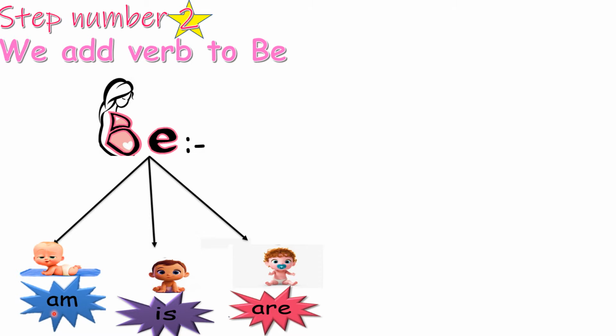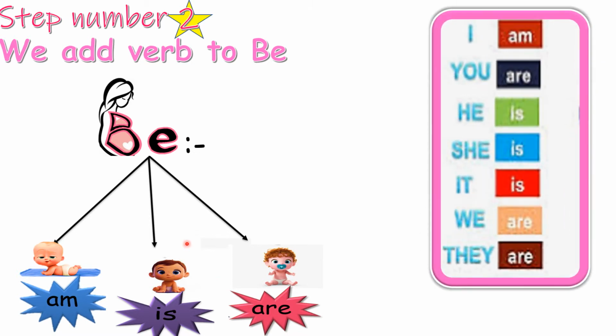Do you remember, baby M catches what? Excellent, I, so we say I am. Baby Is catches 3 personal pronouns. Do you know them? Excellent, he and she and it. Baby R catches we, you, they. Let's revise. I catches baby M, you catches baby R, he catches baby Is, she catches baby Is, it catches baby Is, we catches baby R, they catches baby R. So we say, I am, you are, he is, she is, it is, we are, they are.